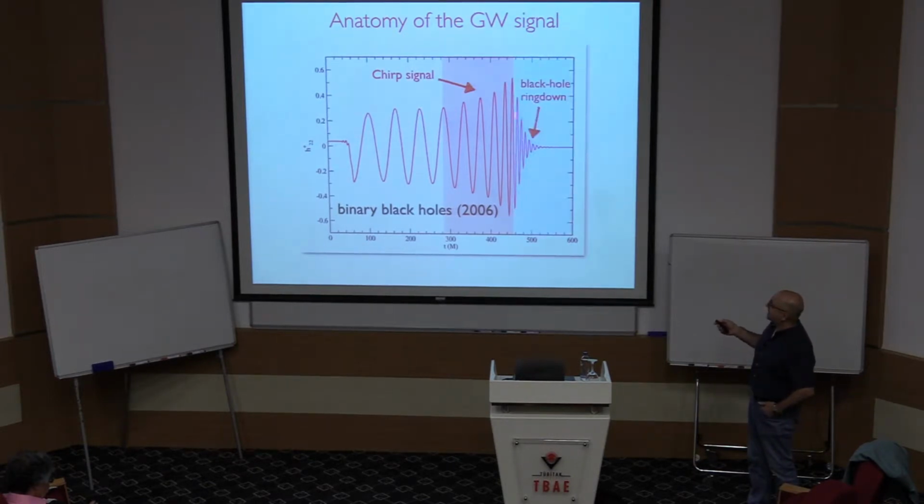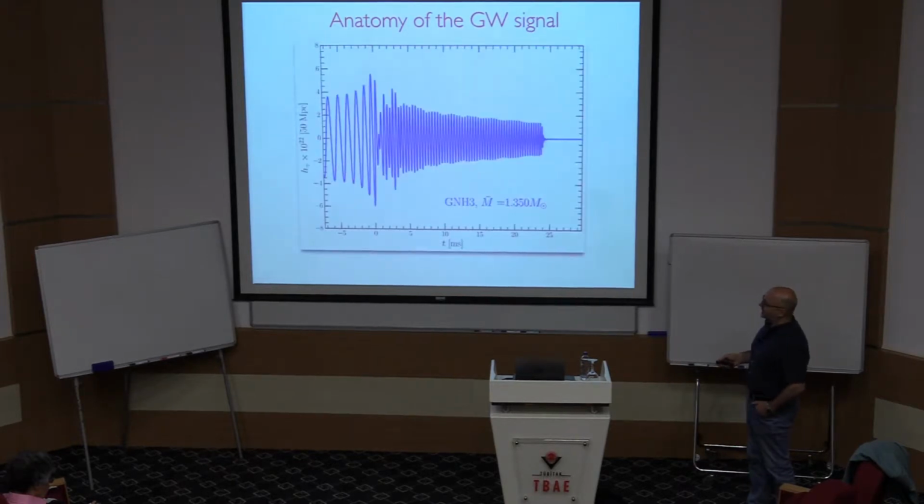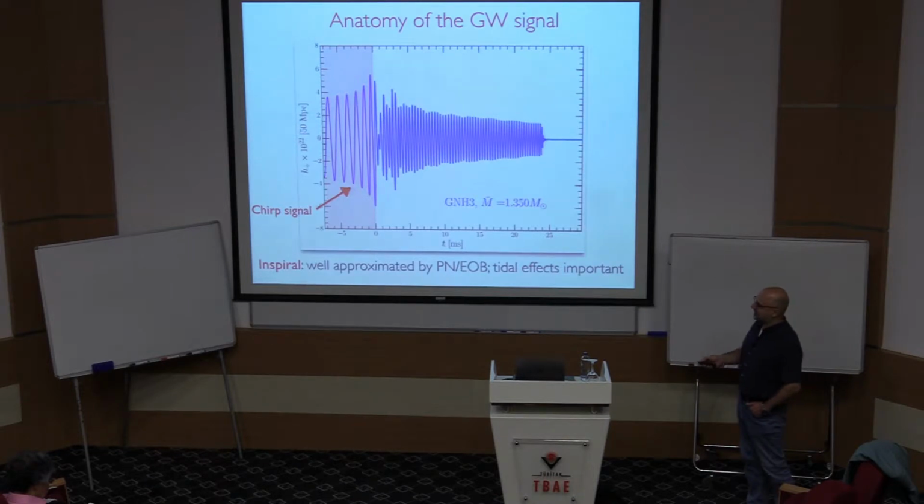And then there is a ring down. Okay? So this is an exponentially decaying part of the signal. Okay, if you want to look at what a binary neutron star waveform looks like, it's like so. So it has, again, a chirp signal, and you have to imagine this waveform goes in this direction for about 10 million years. But we're interested just in the last 5 milliseconds.